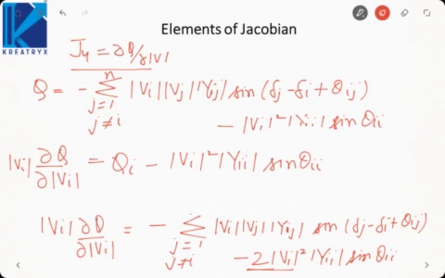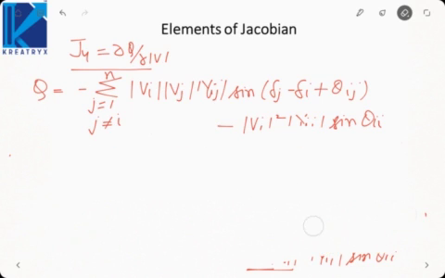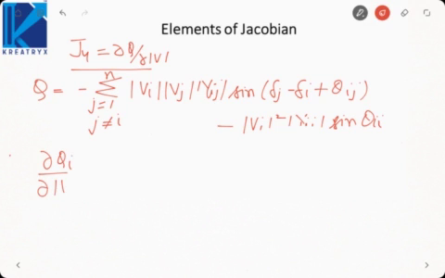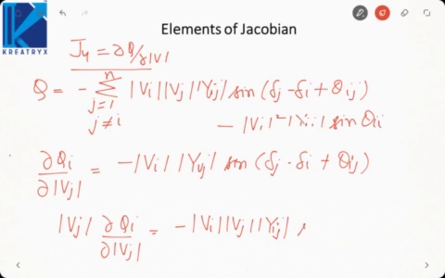Okay, now the last is the off-diagonal elements of J4. Then we will have to differentiate Q with respect to Vj. It will come out to be, the summation will get removed, minus Vi Yij sin(δj − δi + θij). We will multiply both sides by |Vj|. It will become minus Vi Vj Yij sin(δj − δi + θij).